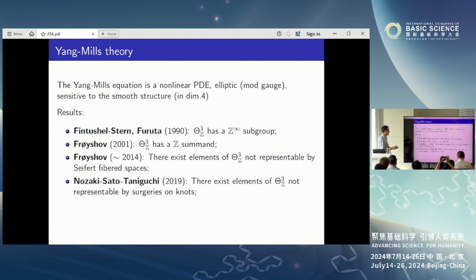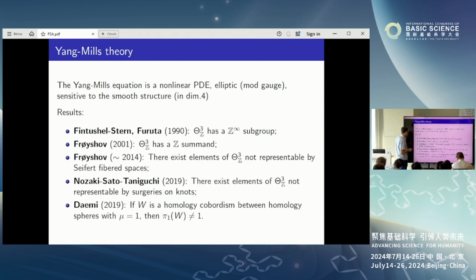Another nice class of manifolds is surgeries on knots. Every three-manifold is surgery on a link, but not all of them are surgeries on a knot. And you can ask, does it suffice to just use surgeries on knots instead of all three-manifolds? And again, Nozaki, Sato, and Taniguchi, about 5 years ago, showed that there exist elements that are not represented by surgeries on knots.